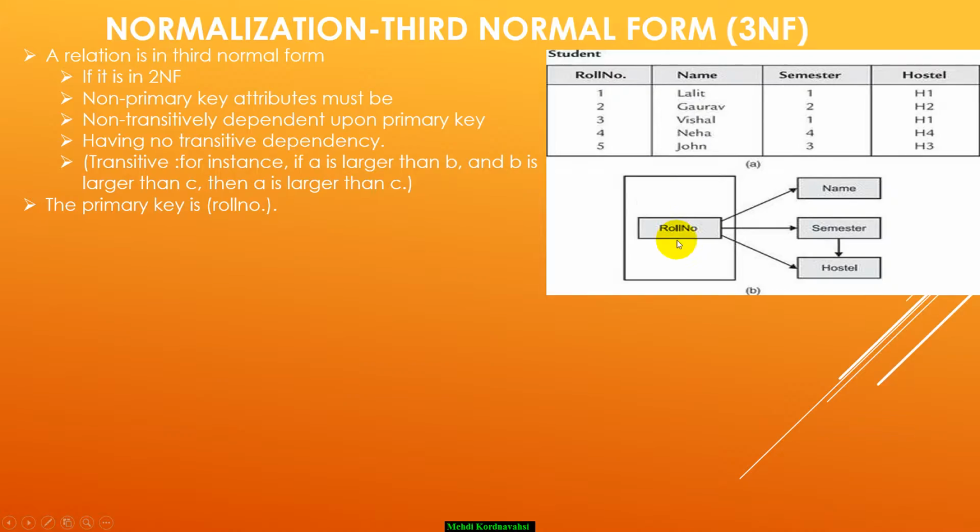Here is a primary key. Roll number is related with name. Also roll number is related with semester, and roll number is related with hostel in each line or record. On the other side, semester is another key and related with hostel. So let's see the anomalies.